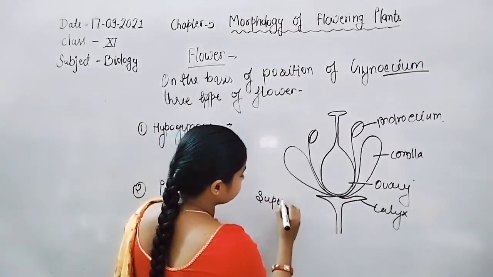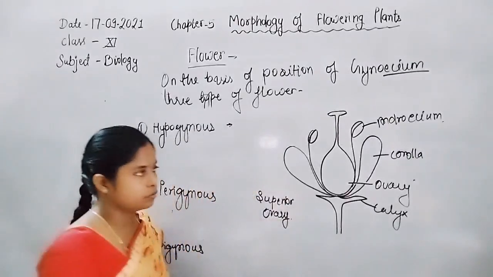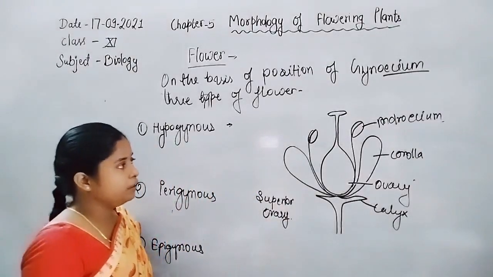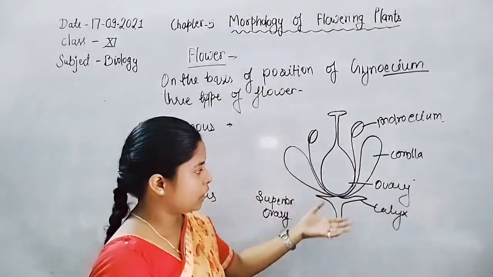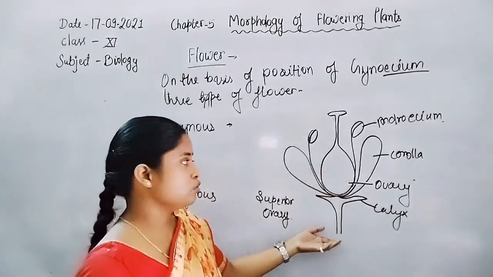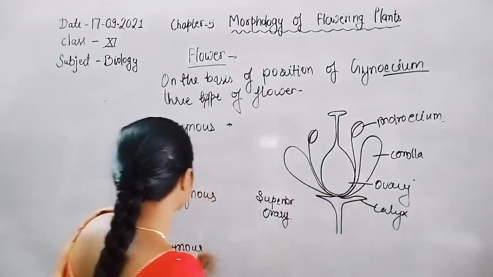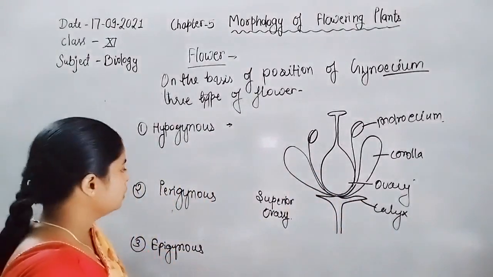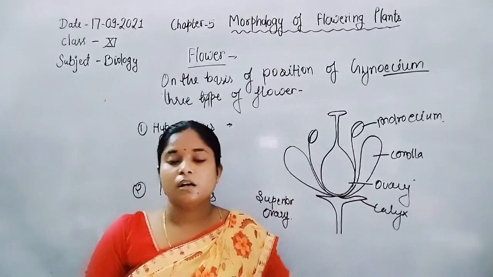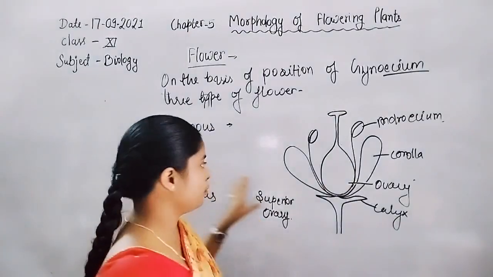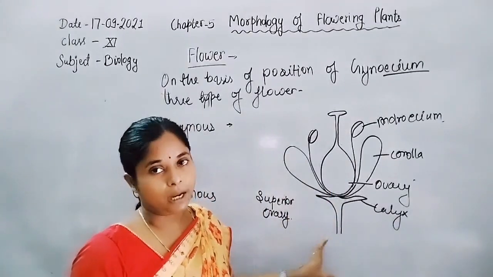Superior ovary is present. In the superior ovary, the ovary is present above the other parts of the flower. So such a type of flower is known as hypogynous type of flower, and the ovary is always superior with respect to the other parts of the flower. For example, China rose shows the hypogynous type of flower, and the ovary is superior with respect to the other parts.